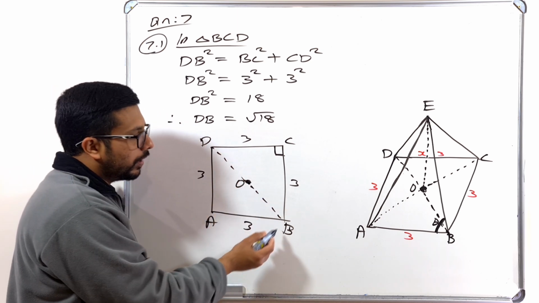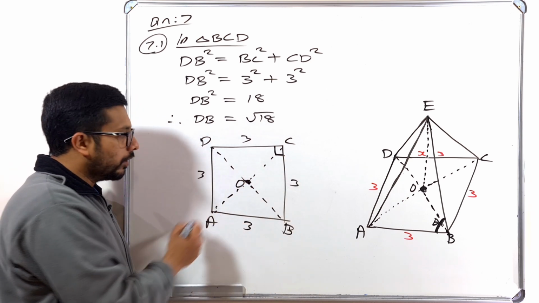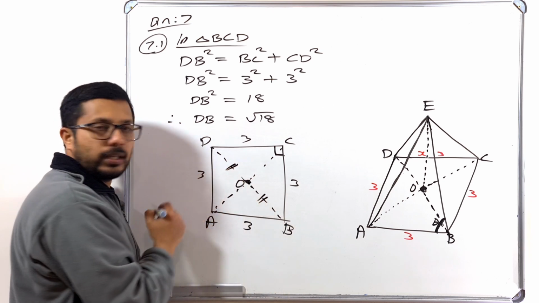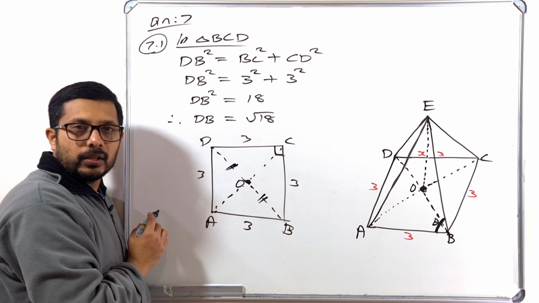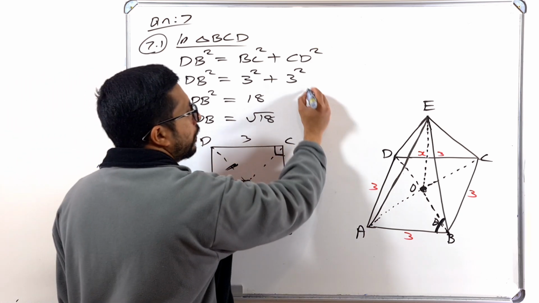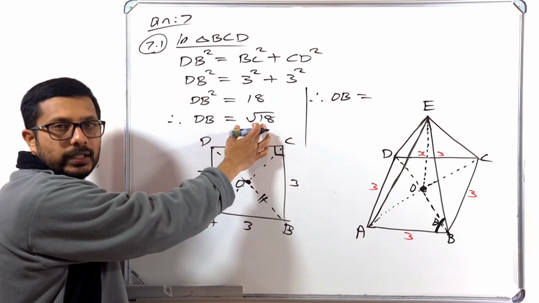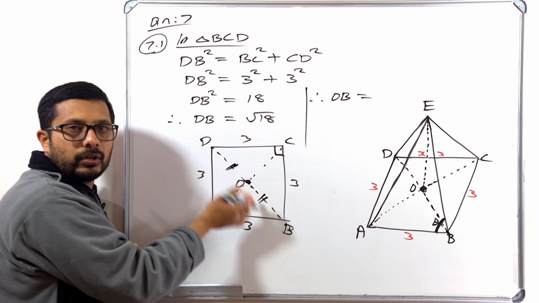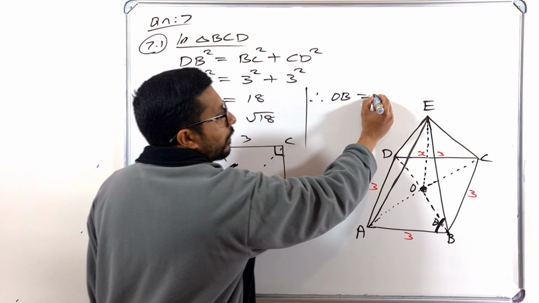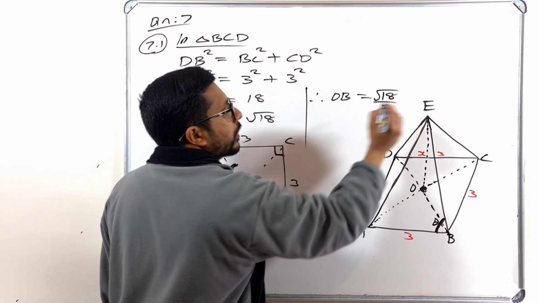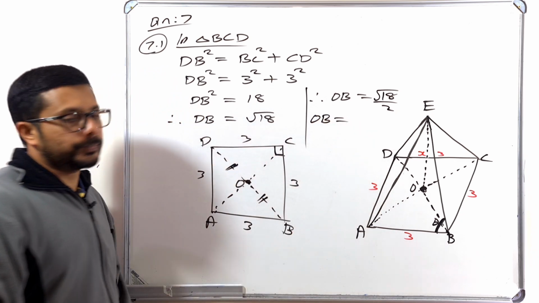OB means this one, and you know that in a square the diagonals bisect, am I right? So it means these two lengths are equal. The total length of DB we got as root 18. Therefore OB is equal to, the total length root 18, and these two sides are equal, diagonals of a square bisect. So how can you find this OB? You have to find the half of that one, that means root 18 divided by 2. Check in your calculator, what is root 18 divided by 2?